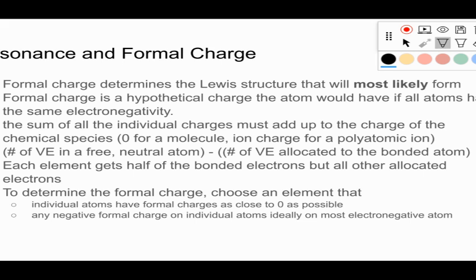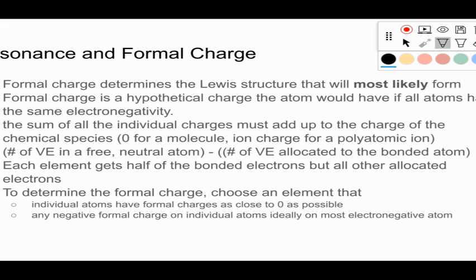It is a hypothetical charge. These are not true charges we're putting on them. We're just treating it like everything had the same electronegativity, but we know that's not true. This is just a way that scientists use to figure out what's the most likely structure that's going to form. Overall, the charges need to end up being 0 for a neutral molecule or the ion charge for a polyatomic ion.